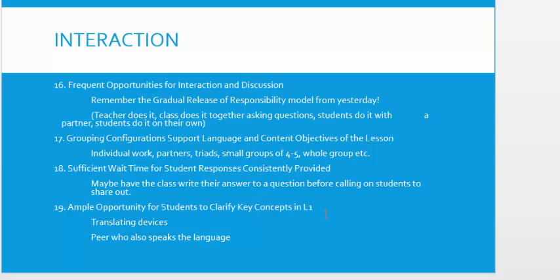Interaction is obviously important as well. Giving students a chance to really interact, not just with the content, but also with others, so that they are learning to use your subject language in context in your classroom. I'm going to try to draw a visual here because I mentioned, we have to have frequent opportunities for interaction and discussion. And I mentioned, remember the gradual release of responsibility model from yesterday.